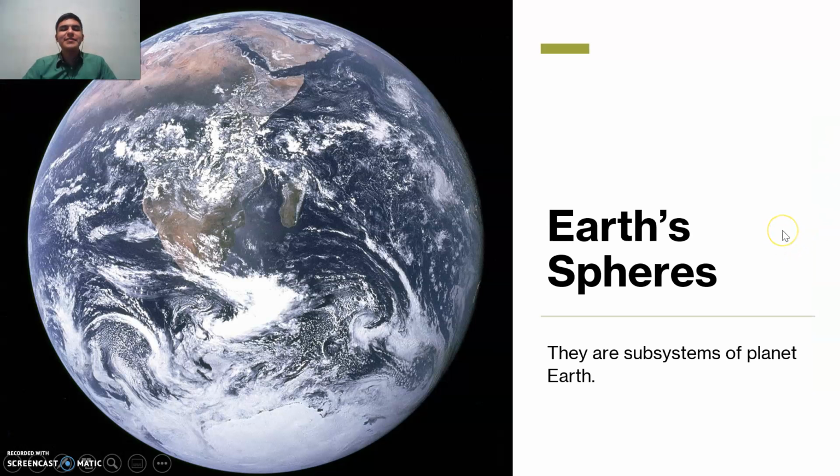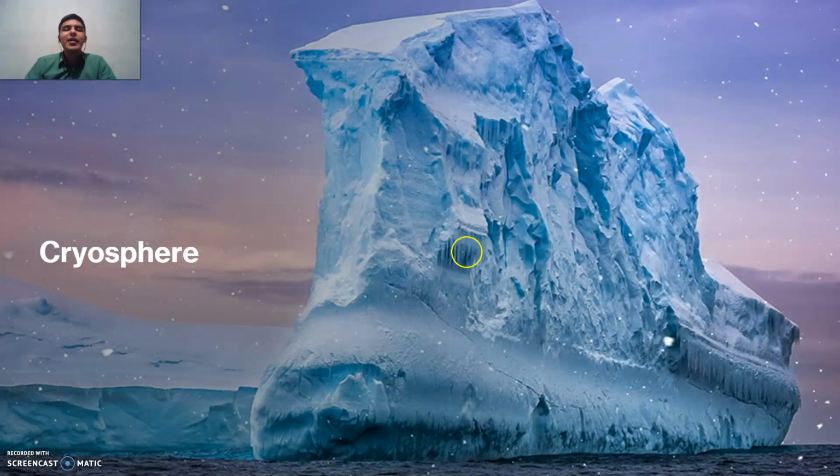Now let's continue, and let's jump into our topic. We're going to start by talking about Earth's spheres. In general terms, they are subsystems of our planet Earth. Here you have our planet, but inside our planet, there are several systems that we can talk about. The first subsystem that we're going to talk about is the cryosphere. Basically, the cryosphere is the group that surrounds everything related to frozen water or ice.